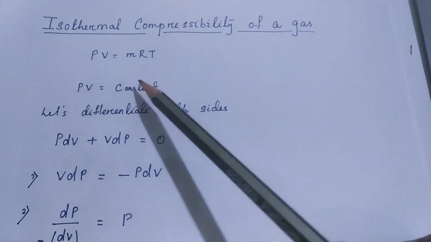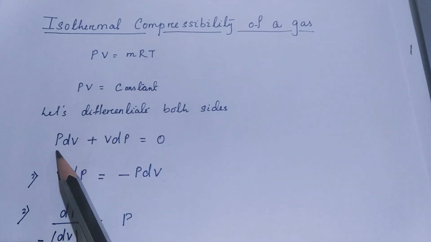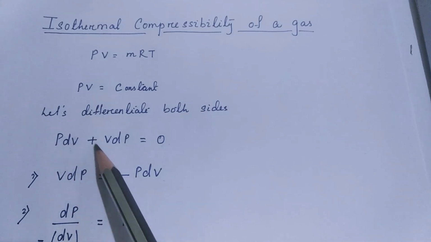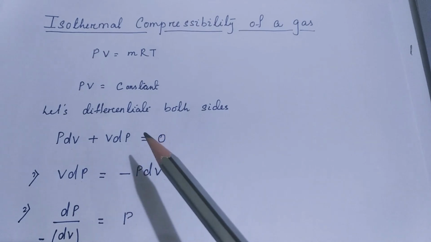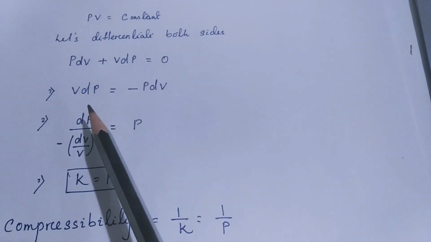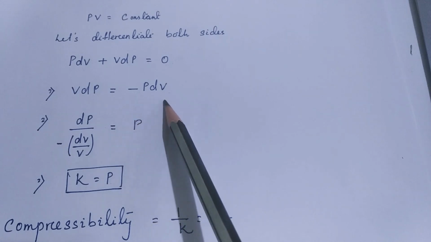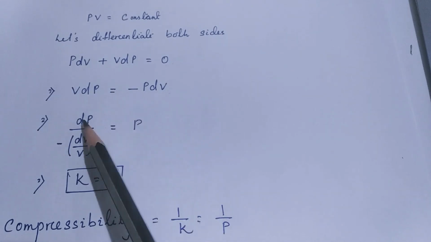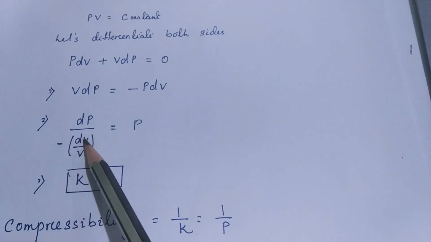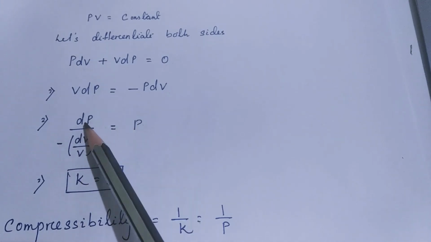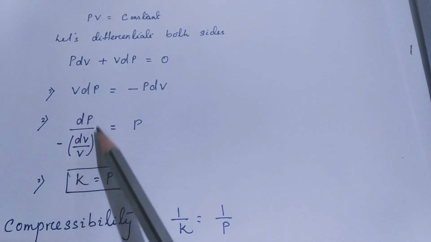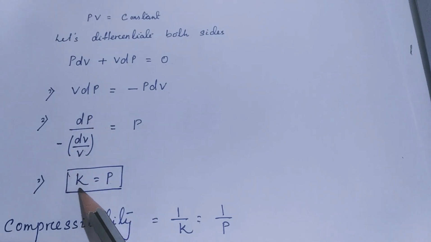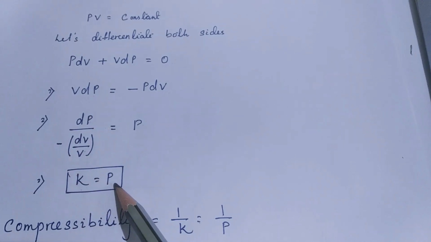Let's differentiate both the sides. If we differentiate both the sides, we get the expression P dV plus V dP is equal to 0. Rearranging this expression, V dP equal to minus P dV. And again rearranging, dP by minus dV by V equal to P. See, this is the ratio of change in pressure to the volumetric strain. So it means it is K, that is bulk modulus. So we can say bulk modulus is equal to P for isothermal compressibility of a gas.